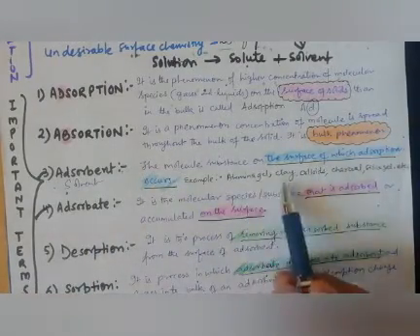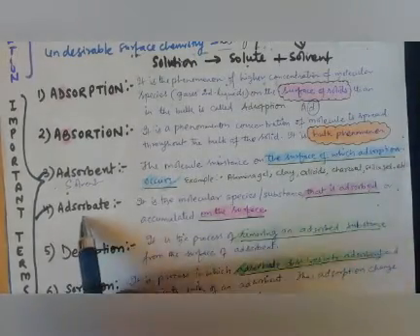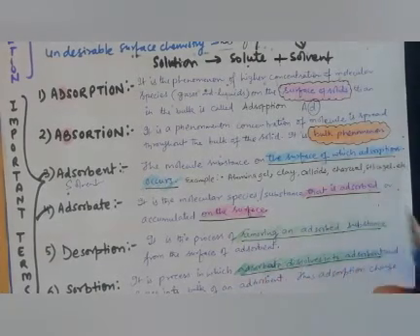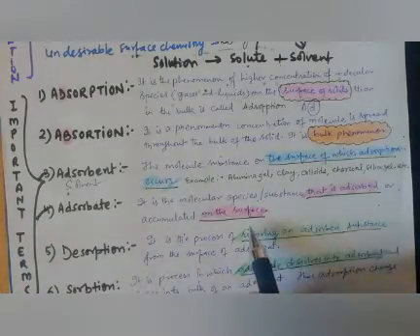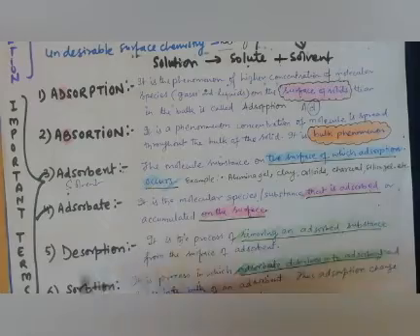It is alumina gel, clay, colloids, charcoal, silica gel. Whereas adsorbate is what? It is the molecular species that is adsorbed. It accumulates on the surface, on the top of the surface.